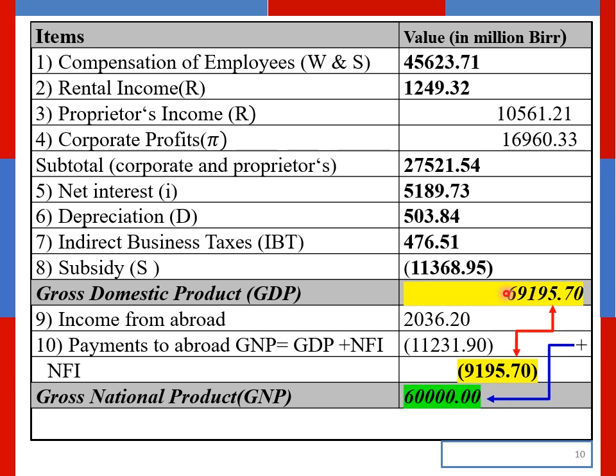In order to get what? The gross national product, we have to add GDP and net factor income. Net factor income means it is the difference between income from abroad, this number, minus payment to abroad, this number. And finally, you can get this one. So gross national product is equal to gross domestic product plus net factor income.